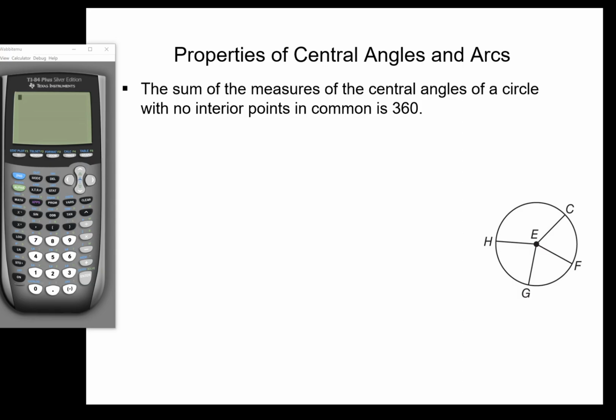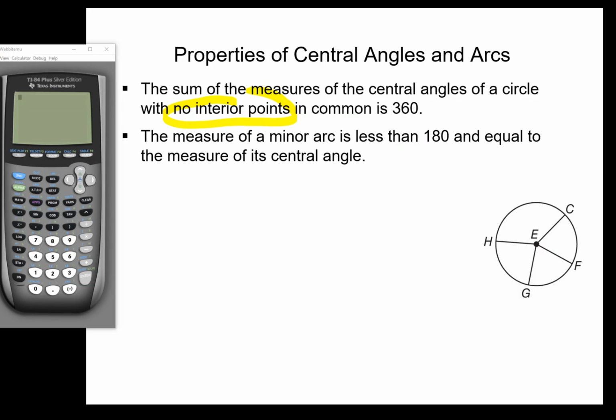The sum of the measures of the central angles of a circle with no interior point in common is 360. Here's what we mean by that. If I take all of the central angles, so if I take CEF, and then I add into that FEG, then I add into that GEH, and then the last part, HEC, all of those add up to 360 because together they make a full circle. Notice that's what this is all about, no interior points. It's not like I could say CEG plus CEF because point F is an interior point there.